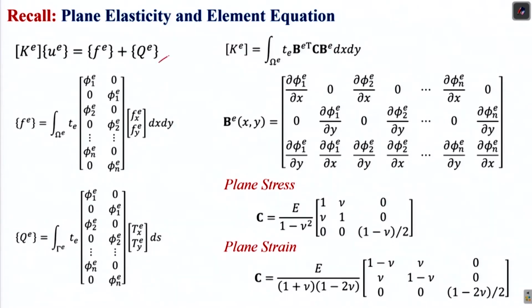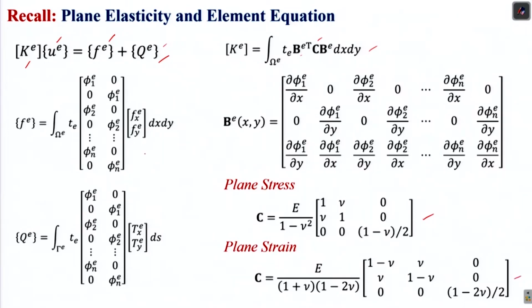This is the element level equations. This is the element stiffness matrix, the element nodal degrees of freedom at the element level. This is the body force term. This is the traction term. And this is how the stiffness matrix can be computed, where B requires the derivative of the shape functions. C is the constitutive matrix. For plane stress, it is like this, and for plane strain, it is this.